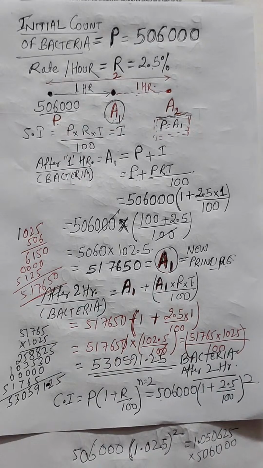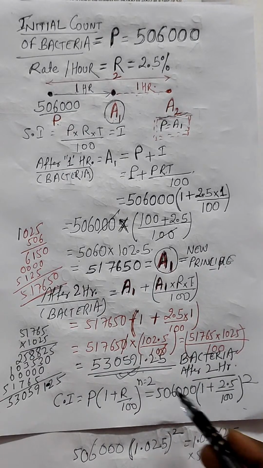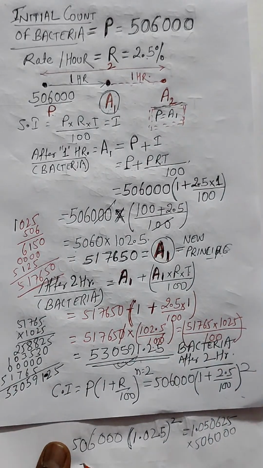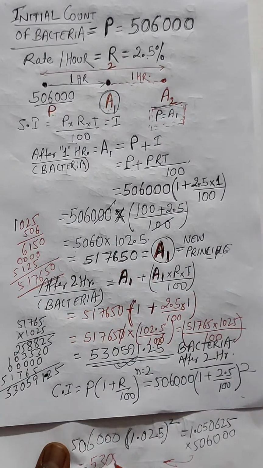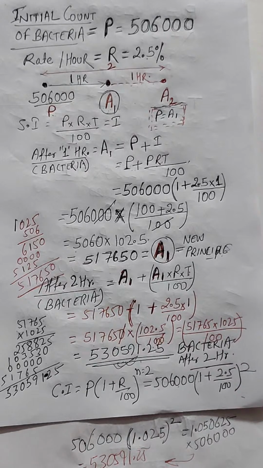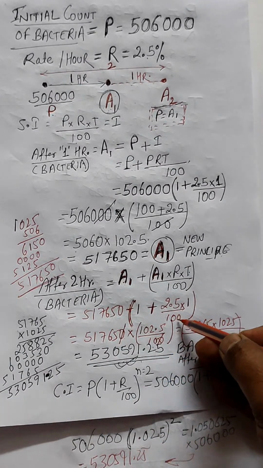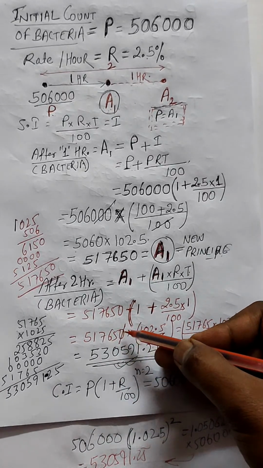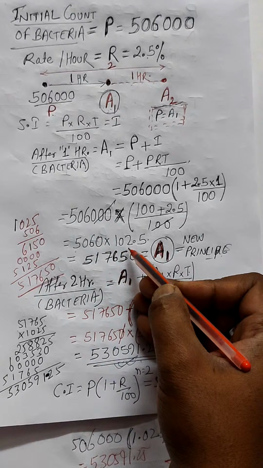So this will again give you the same value. That means this bacteria count will be coming as 530591.25, right? Just check the calculations in case there are any mistakes. Okay, 102.5 into 517650. So just check over here, 5060 into 102.5.